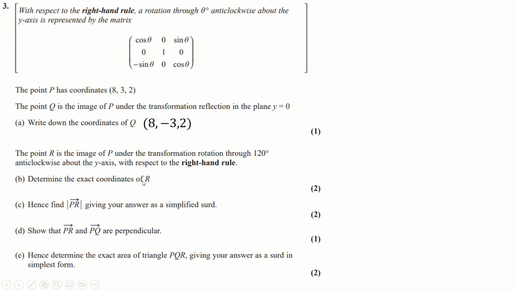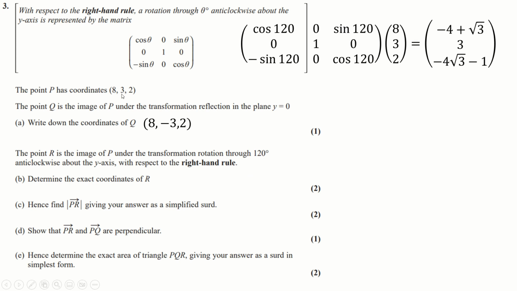Determine the exact coordinates of R, so R is the image of this under this of 120. Just put in 120s here, and put in 832 here. You can type that into a calculator entirely, and you just get this, so we're done. And that's going to be the coordinates of R.